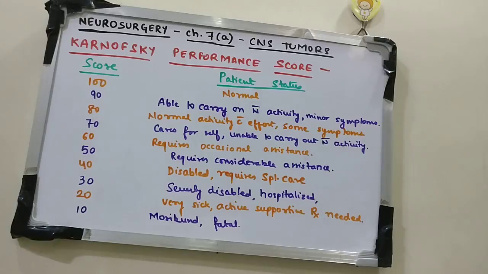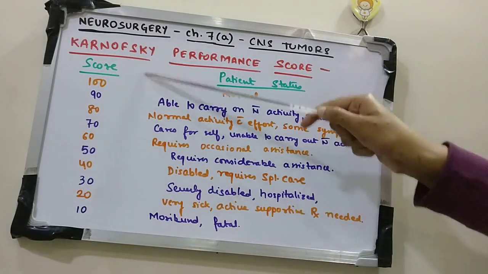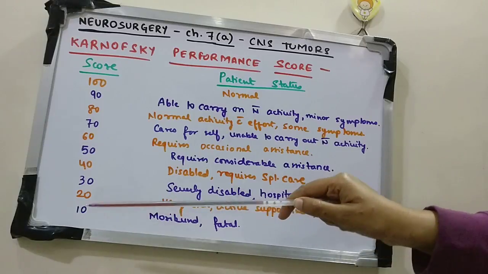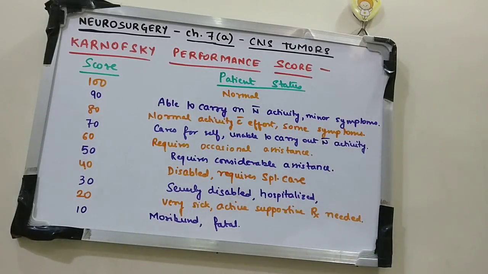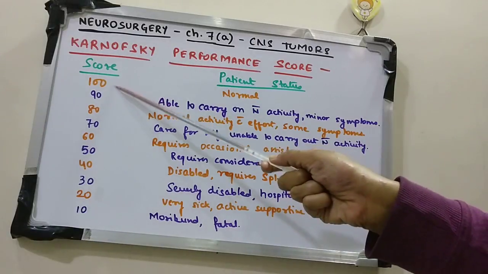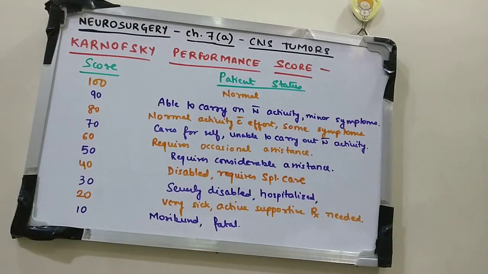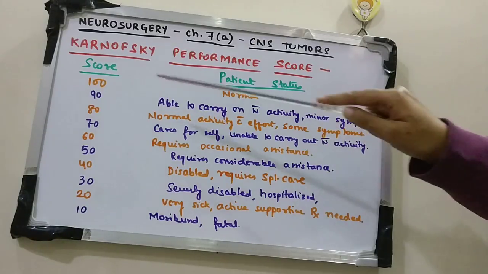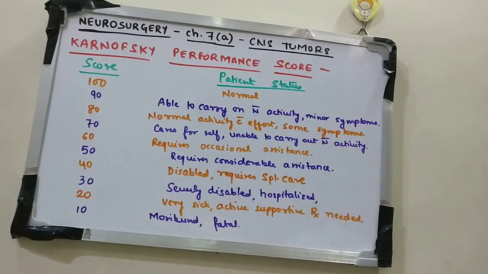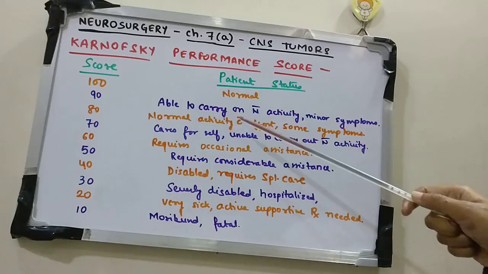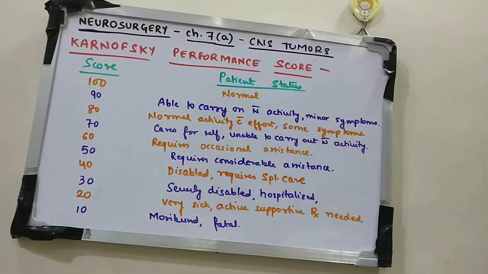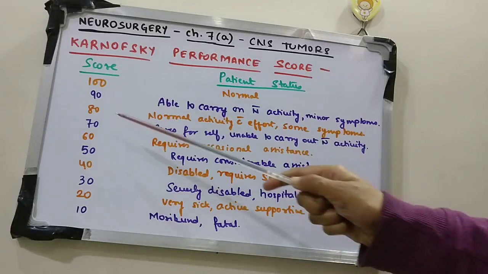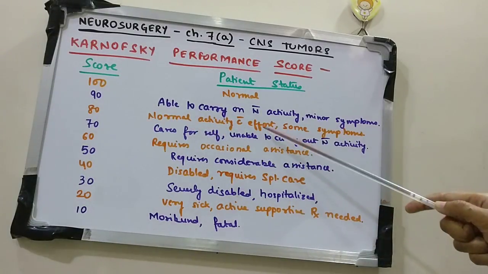Okay, now let us study what are the parameters covered in the Karnofsky performance score for brain tumor patients. As I said, it is a 10 grade scoring system. So it is 10, 20, 30, 40, so on till 100. A score of 100 is for an absolutely normal patient. He has no complaints and there is no evidence of disease. A score of 90, so as you go down, the condition of the patient worsens. A score of 90 means that he is able to carry on normal activity, but he has got very minor symptoms. A score of 80 means he is able to carry out normal activity with effort and he has got some symptoms.